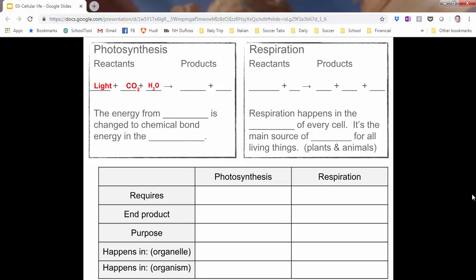Again, we're talking about photosynthesis now. Those things can be transformed into two other materials. Give me one. Oxygen. Oxygen and glucose. So the energy in photosynthesis, energy from light, is transformed into chemical bond energy in the chloroplast.